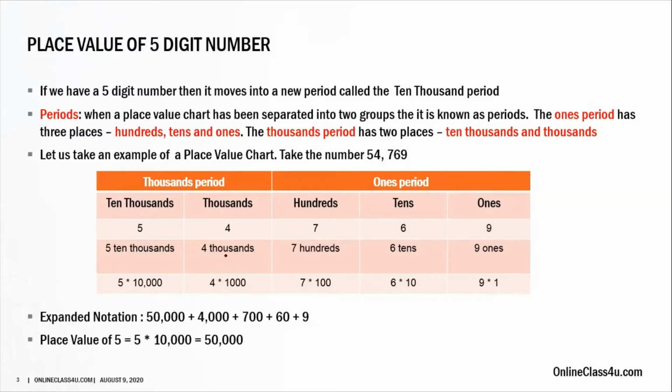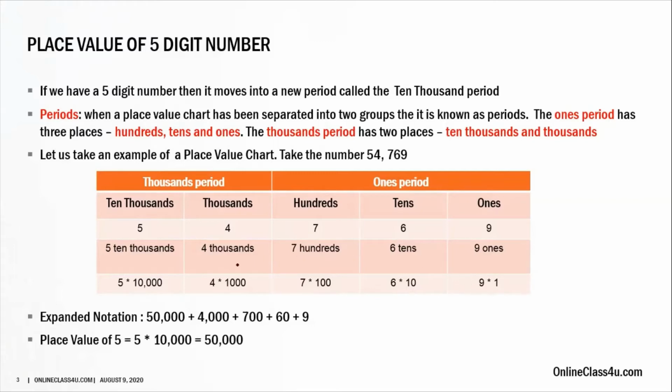And according to their places, they will be multiplied accordingly. So since 4 is under thousands place, it will count as 4 into 1000. 5 is under 10,000s place, so 5 will be multiplied by 10,000. 7 is under hundreds place, it will be multiplied with 100 and so on.